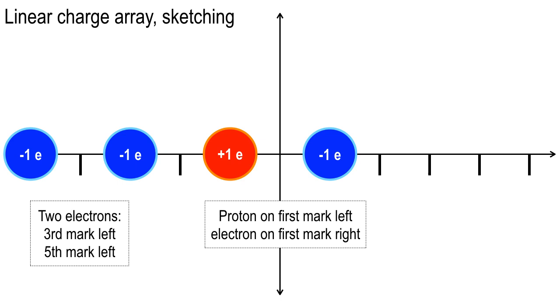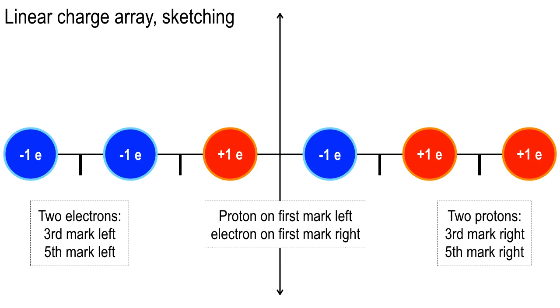So the leftmost electrons, 2 units between them. The proton and the electron to its left, 2 units of distance. The proton and the electron to the right of it, 2 units of distance. Now let's put 2 more protons over here, at the third mark to the right and the fifth mark to the right.